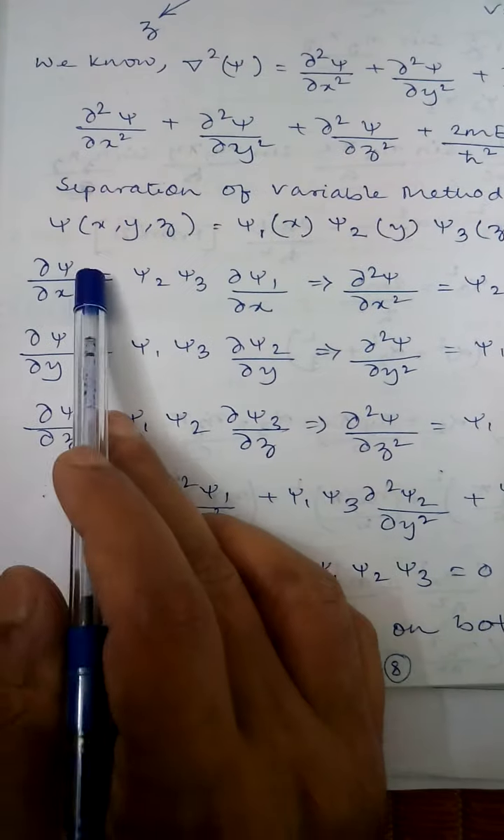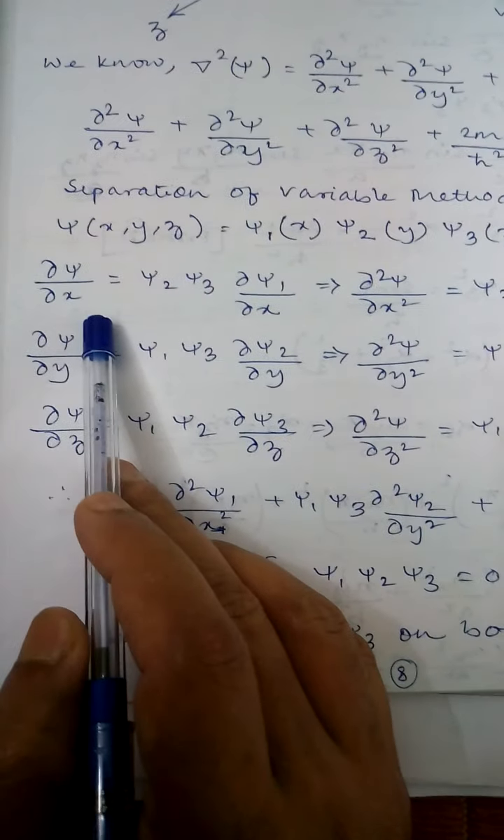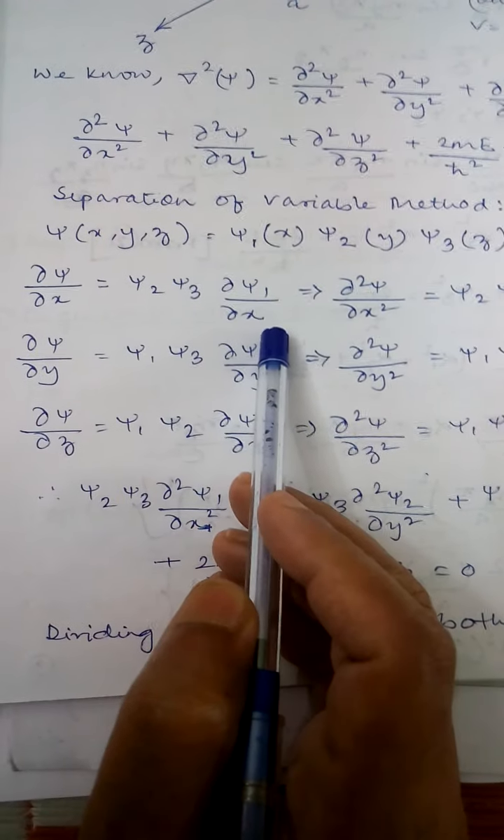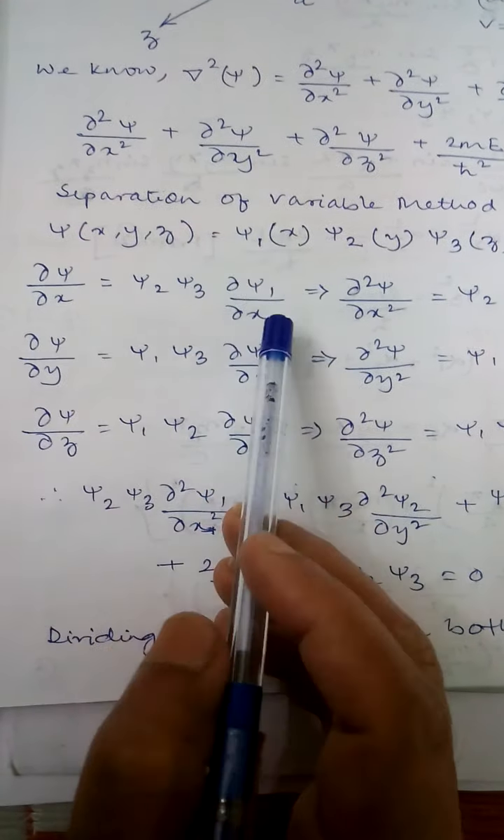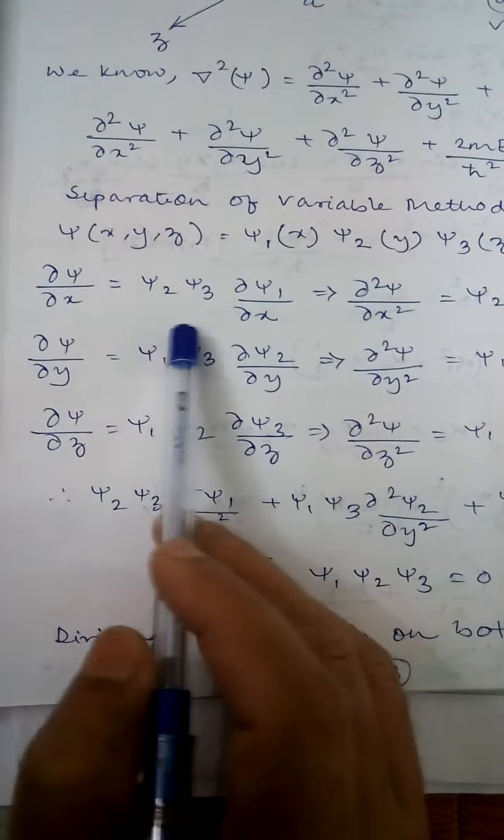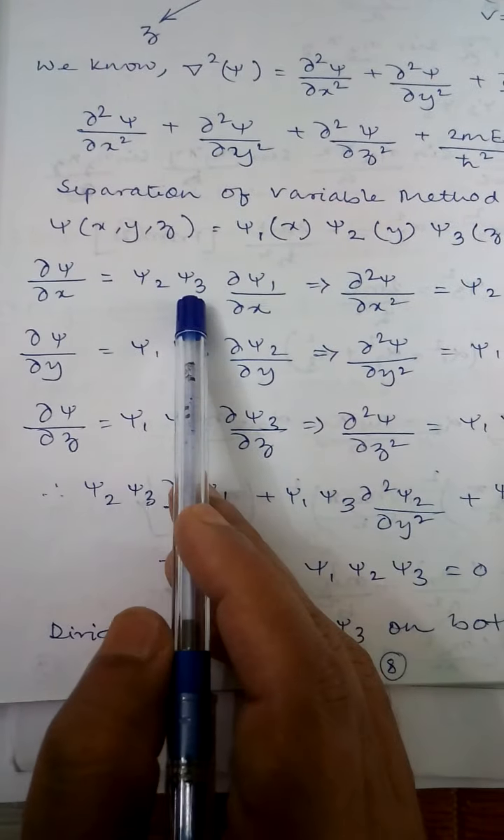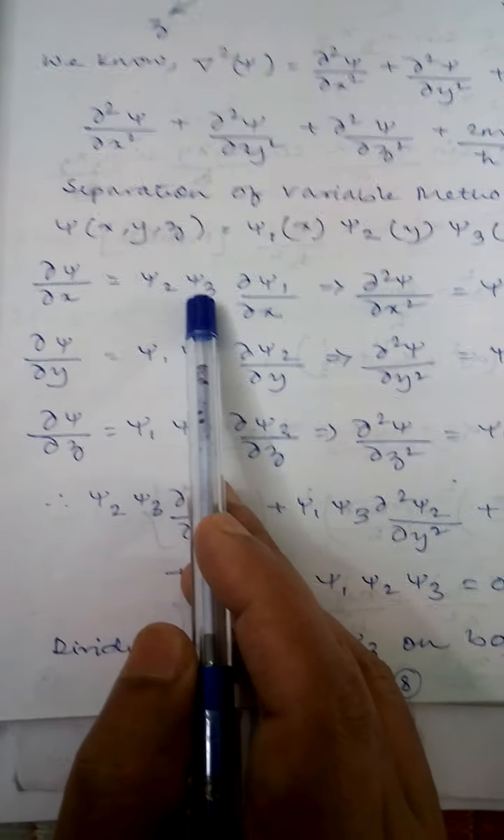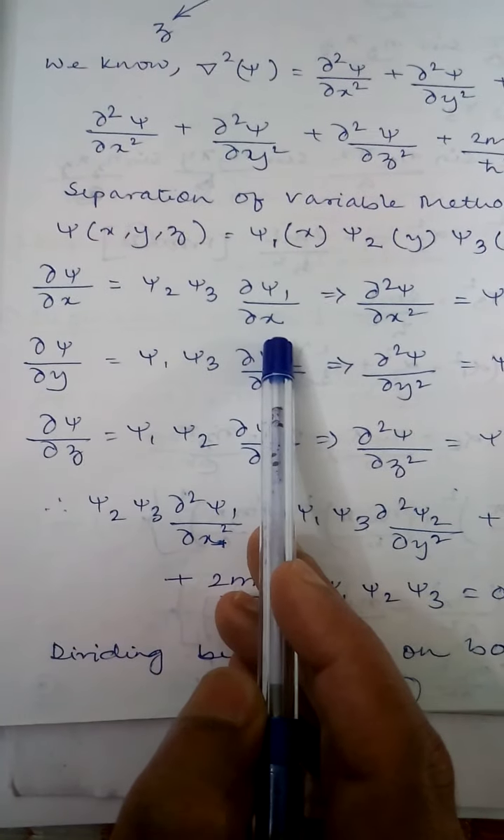Now let us find out del psi by del x, means psi 2 into psi 3 into del psi 1 by del x. Since psi 1 is a function of x only, this is partial differentiation keeping y and z constant. So del psi by del x means psi 2 into psi 3 into del psi 1 by del x.